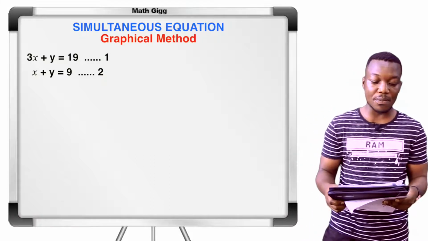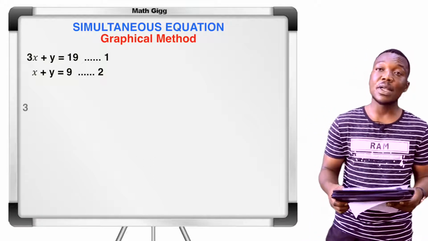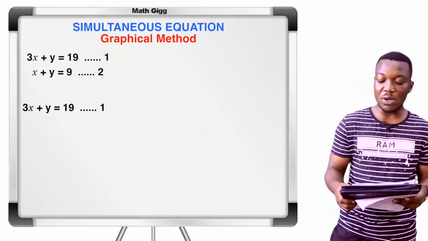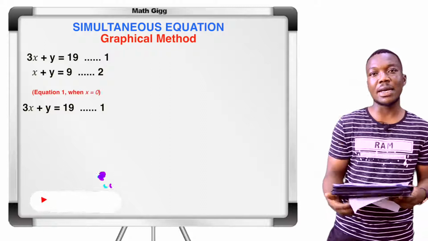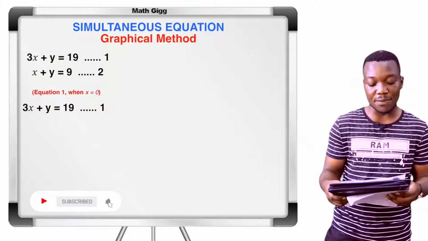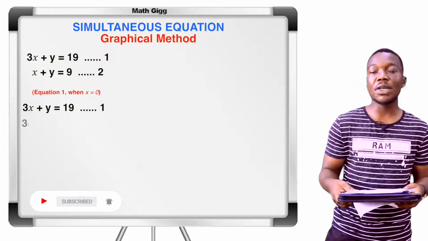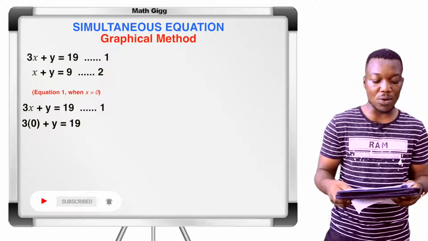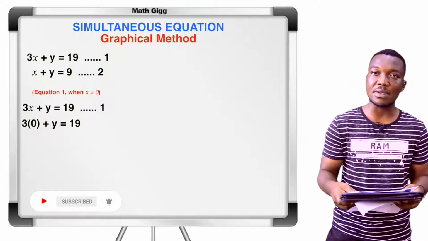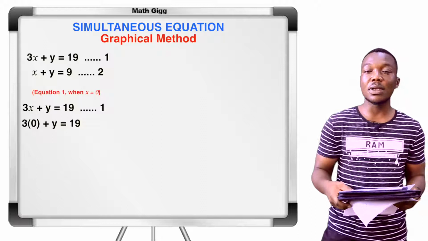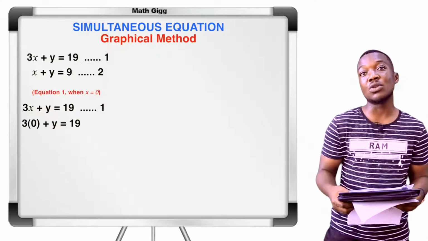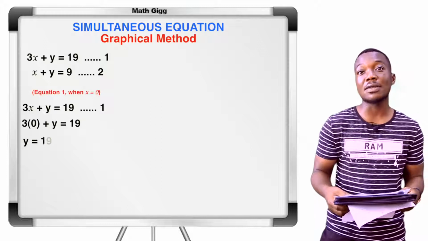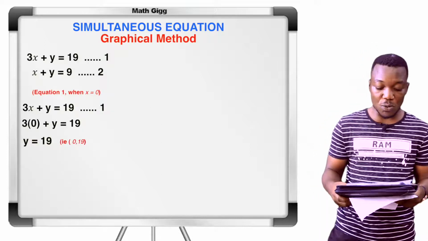We have 3x plus y is equal to 19. For the value of y when x is equal to 0, it means input 0 where the x is. So when we substitute that, we have 3 into bracket 0 plus y is equal to 19. Now, obviously, our y answer is 19. Then we write the coordinate down. The coordinate is going to be (0, 19), meaning that we chose x to be 0, and our y answer is 19.